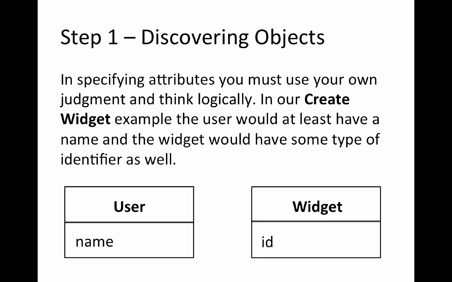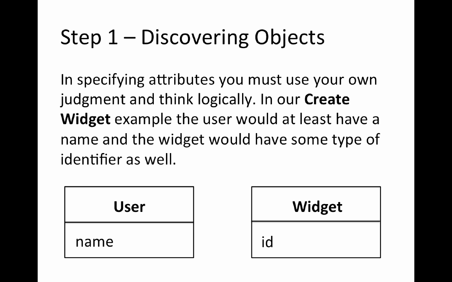So in the example that we're using, at a minimum, we know that our user is going to have a name and that our widget is going to have some type of identifier. The widget's probably also going to have a name, but at a minimum, it's going to have some type of identifier that allows us to identify which widget we're talking about from the list of widgets that we've created.